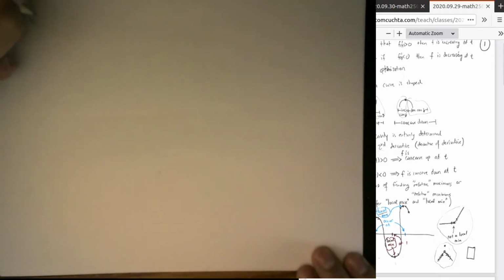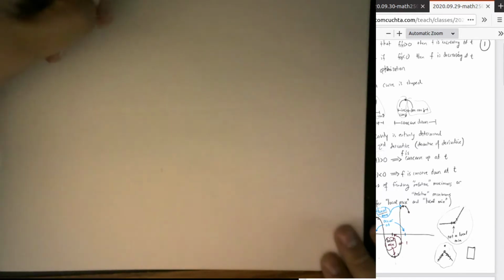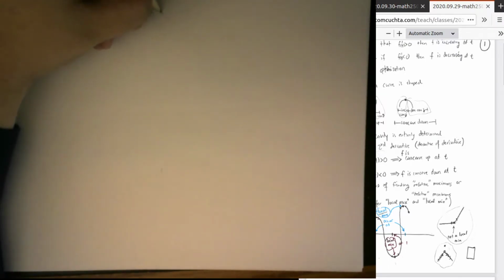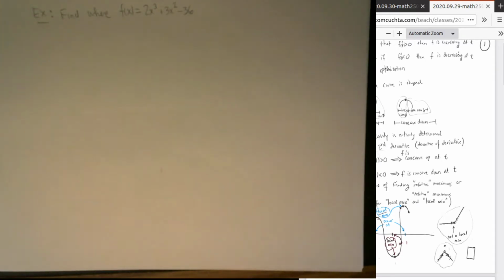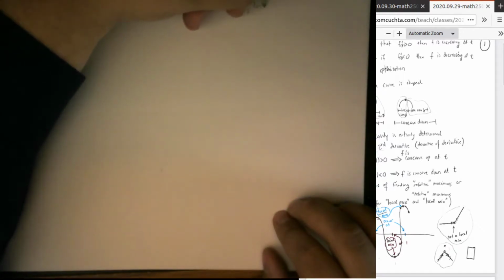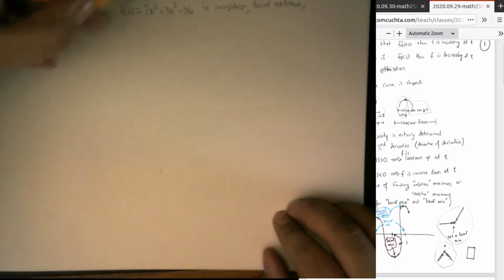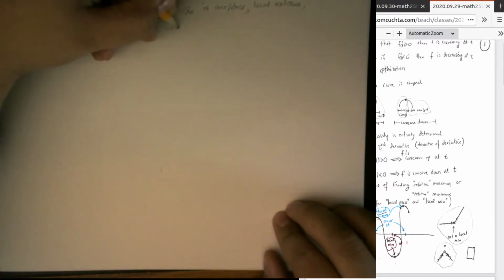Okay, so example, let's find where the function, let's start with an easy one. f of x is 2x cubed plus 3x squared minus 36x. Find where this function is increasing, decreasing, any local extrema, so that would be local maximums, local minimums, its concavity, and that's the analysis of the second derivative, and any inflection points.